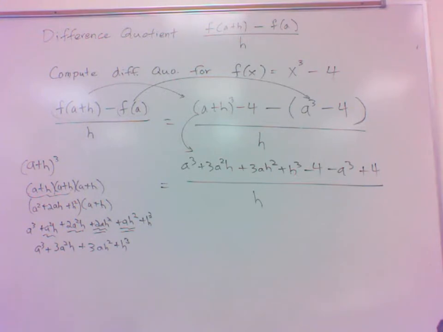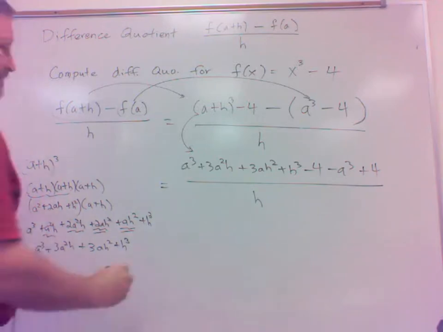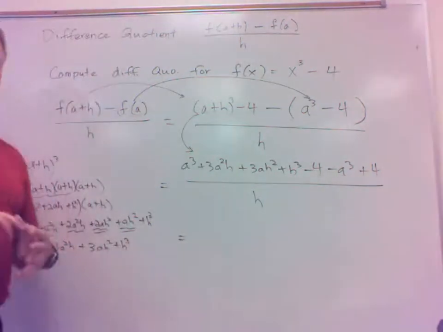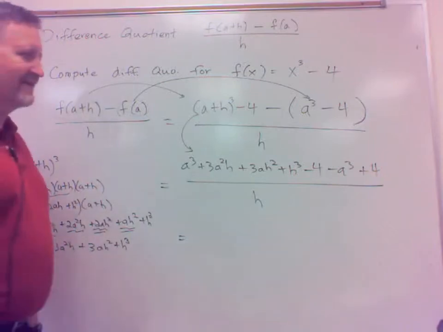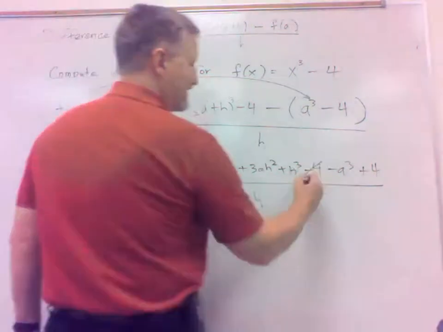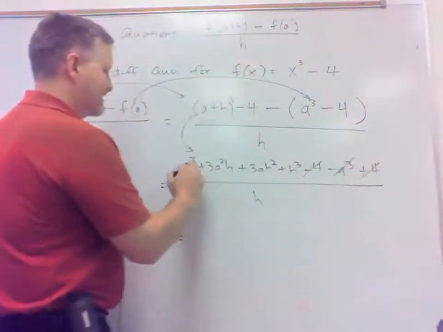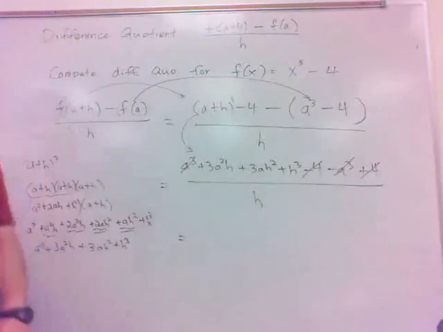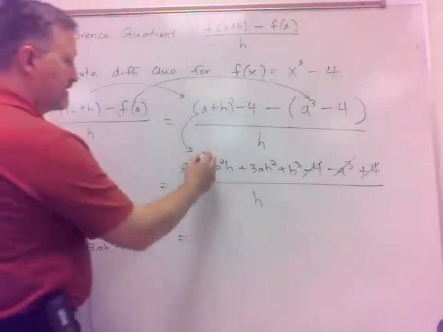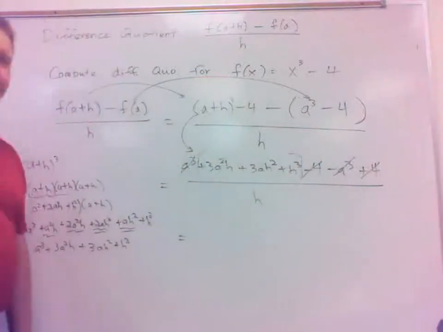All right, but then the beauty begins here, because usually on these difference quotients you get a lot of things that cancel out. And we do have some things cancel out, not a lot, but some. What cancels out here? The 4s and the a to the third. I've got an a to the third and a minus a to the third, and I've got a minus 4 and a plus 4. So those go to 0. That leaves me these three terms on the top.